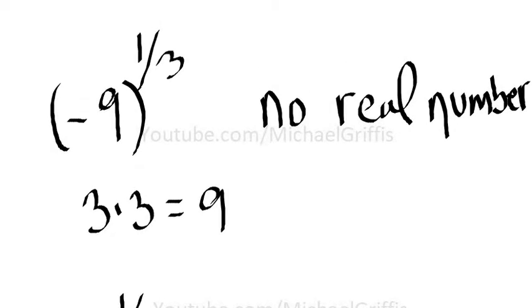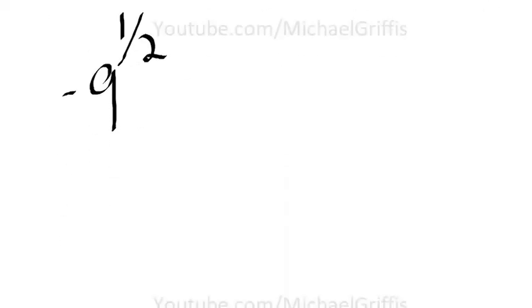But what if we had this, negative 9 raised to the half power? Now, doesn't that look the same as this one up here? No. It's not the same, and here's the reason why. There's no parentheses around this. See?